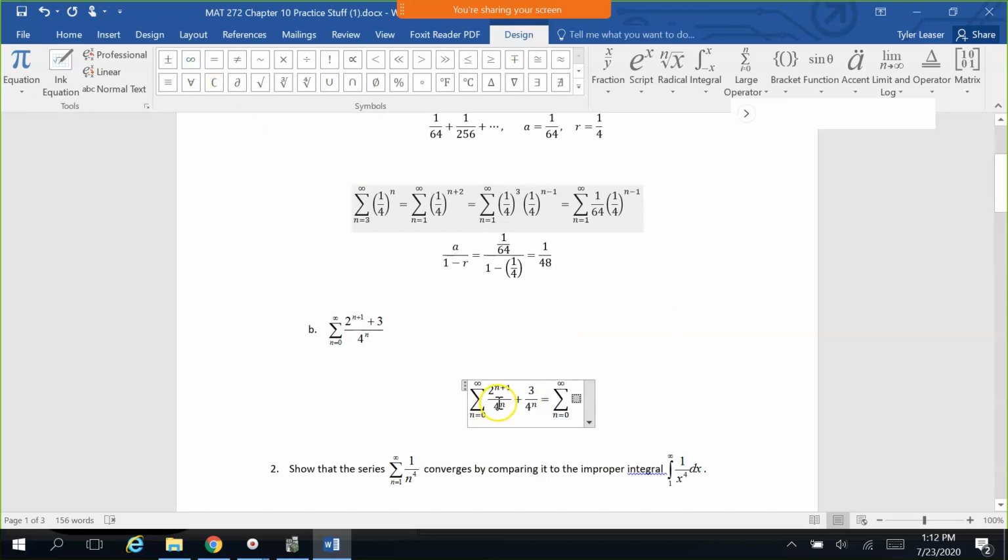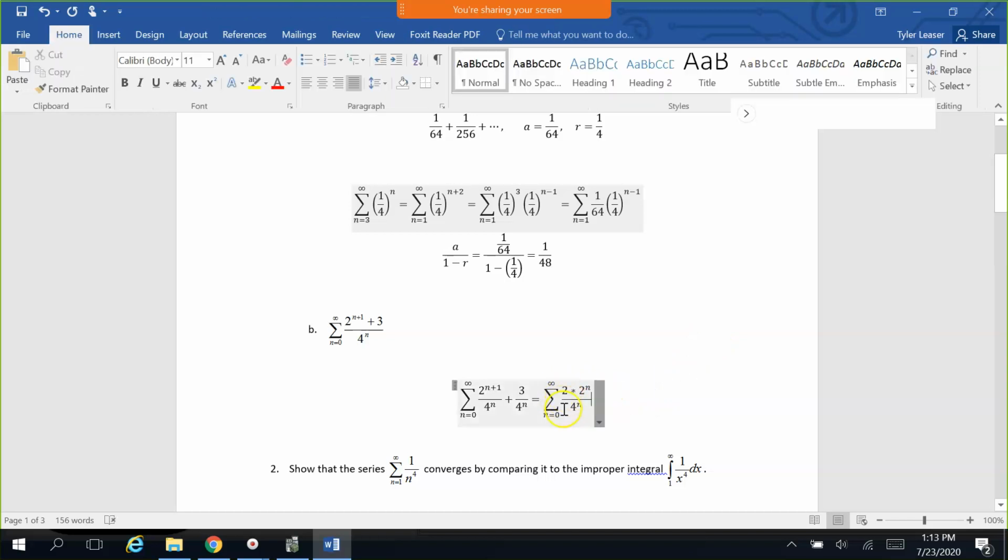For this first one, 2 to the n plus 1 divided by 4 to the n, what I can do is I can pull one of these 2's out and rewrite that numerator as 2 to the 1 times 2 to the n, all divided by 4 to the n. The reason I want to do that is now that 2 I can just think about as being out in front, and then because both the 2 to the n and the 4 to the n have the same exponent, I can combine those together and just write 2 over 4 all to the n.